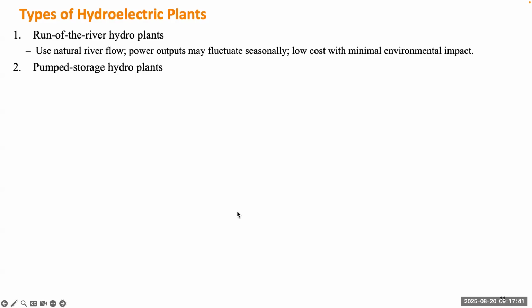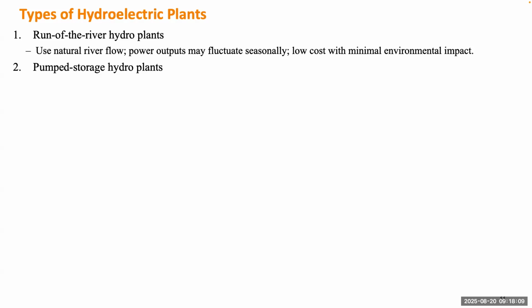But the more common hydro plant will be the first type, a run of the river hydro plant. Such a plant just uses the natural river flow. The power output can fluctuate seasonally. So basically you have the river, you build this power plant, and when the water flows through the turbine, it will drive the turbine to rotate and generate electricity.